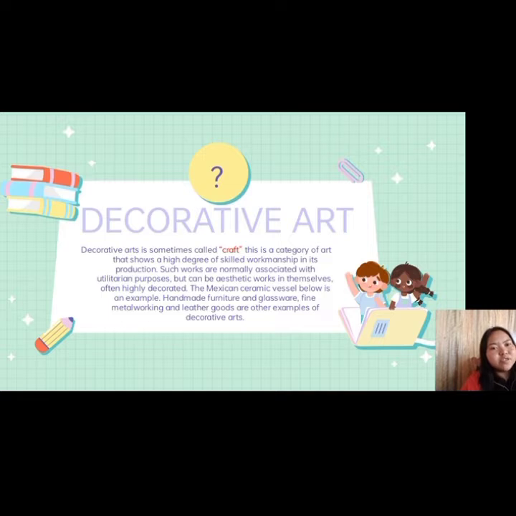Decorative art in the module is sometimes called craft. This is a category of art that shows a high degree of skilled workmanship in its production. Such works are normally associated with utilitarian purposes but can be aesthetic works in themselves, often highly decorated. Later, I am going to show you an example of decorative art. So, handmade furniture and glassware, fine metalworking, and leather goods are other examples of decorative art.